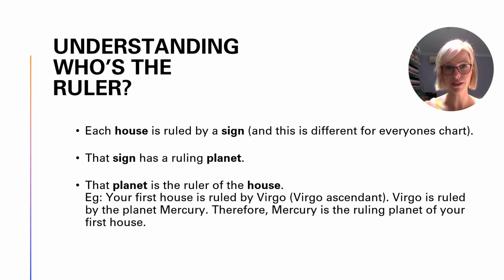So go over that again. If your first house is ruled by Virgo, Virgo is ruled by the planet Mercury. Therefore, Mercury is the ruling planet of the first house.